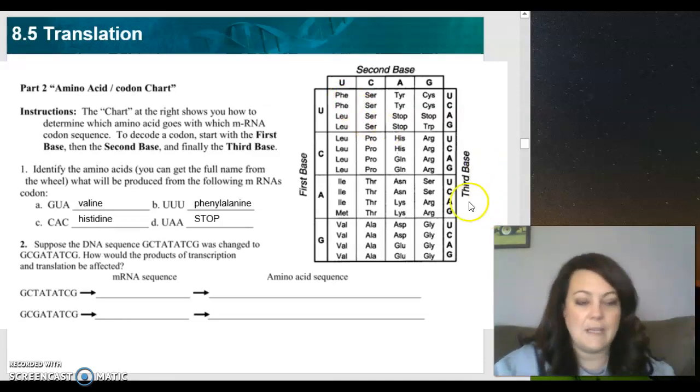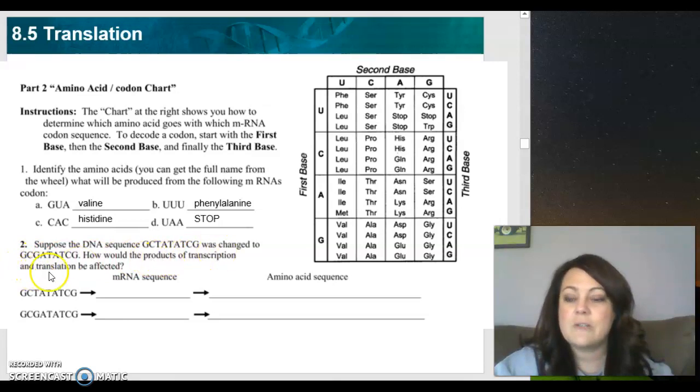Now that's just the beginning, because the next part, some of you are going to really enjoy this. It'll make sense. You're going to take the DNA sequence, and we changed it, so we had a mutation of some sort. The products of transcription and translation would be affected like so. If we had this, and we converted this DNA strand, how do I know it's DNA? Because it has a T in it.